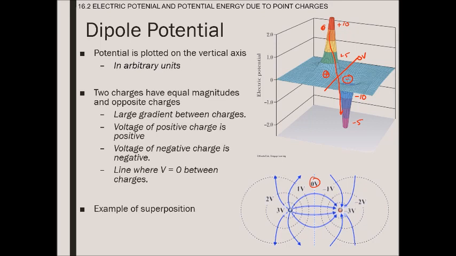So these are arbitrary units. I guess I should have labeled that as a +2, but it doesn't matter. So the two charges have equal magnitudes in a dipole. There's a large gradient, and if we were to think about this as a topographical map, then in a topographical map, the closer the lines are, the steeper the slope is between the elevations. The voltage around a positive charge is positive, the voltage around a negative charge is negative, and we do have this area in between where it does go to zero because that's the number between positive and negative. So voltage is another example of superposition, as are all the other properties we've talked about as well.